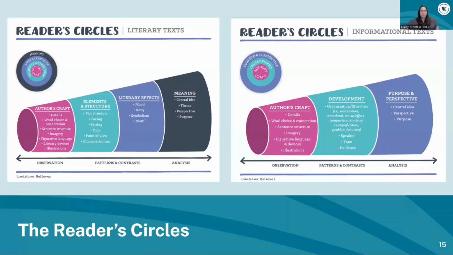So looking back at the reader circle, key idea and detail questions fit into, on the literary text side to the left, author's craft with details and imagery. In elements and structure, they're looking at things like plot and setting a lot of times, which are basically details. And then they're also looking in the meaning section many times for things like central idea and theme. As far as informational texts go, it's very similar, with author's craft being details and imagery, and then for purpose and perspective, again, central idea. So just to show you that these things do align with the skills and the elements of literature that you're going to be looking at in class as well.